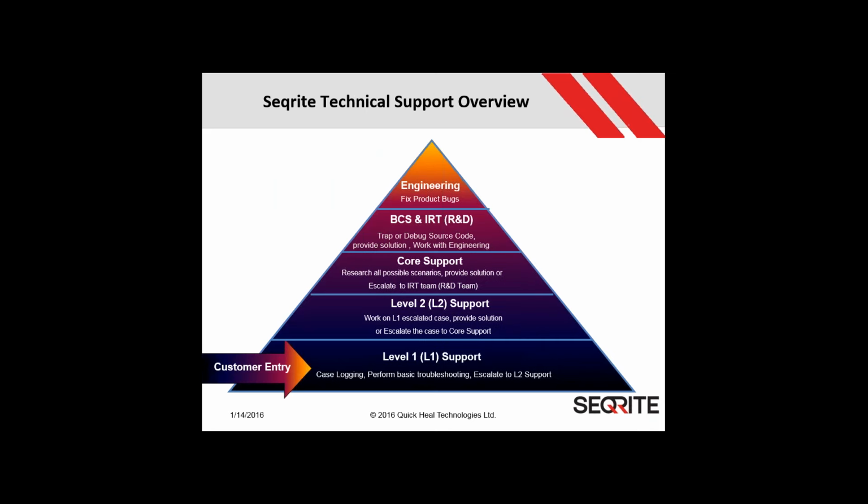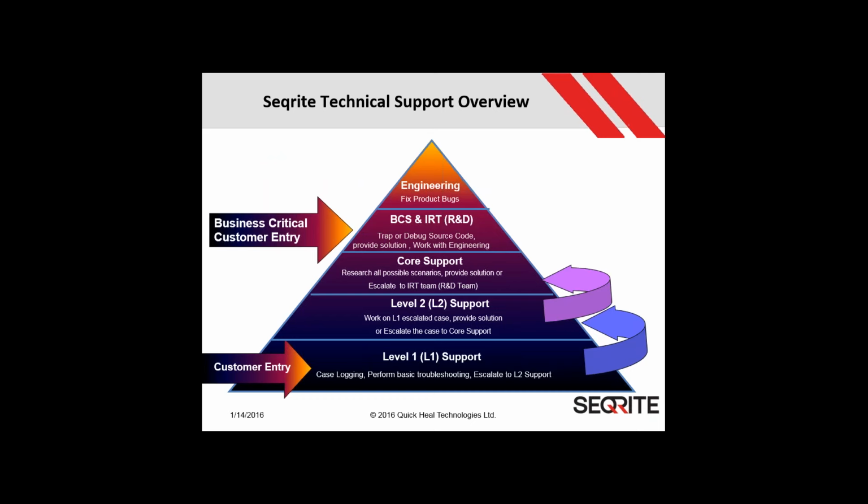Now let us review how technical support functions. So if you are a normal customer, you can see this pyramid. The last three levels, which are level 1, the level 2 block, and the core support, constitute our technical support team. So if you're a normal customer, you pick up the phone or you log a case through web or chat, your case is logged at the L1, which is the level 1 support team. They basically verify your entitlement. They perform basic troubleshooting. If they're not able to resolve the issue, they would further escalate it to the L2 support team. The next block, the L2 support folks, they work on L1 escalated cases.